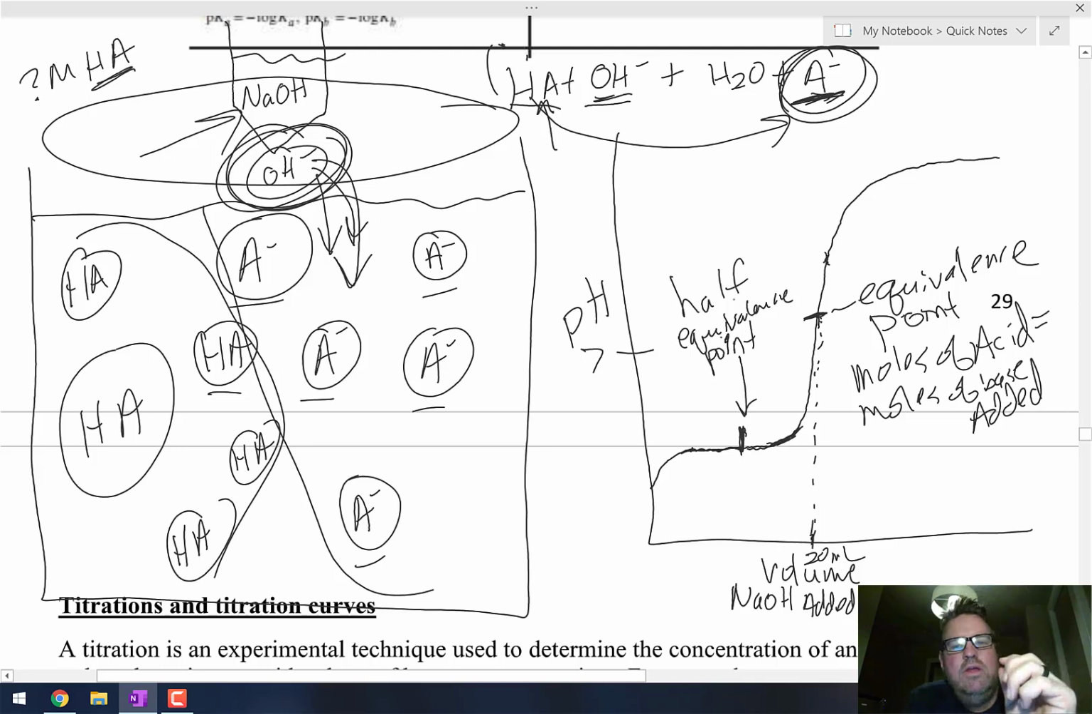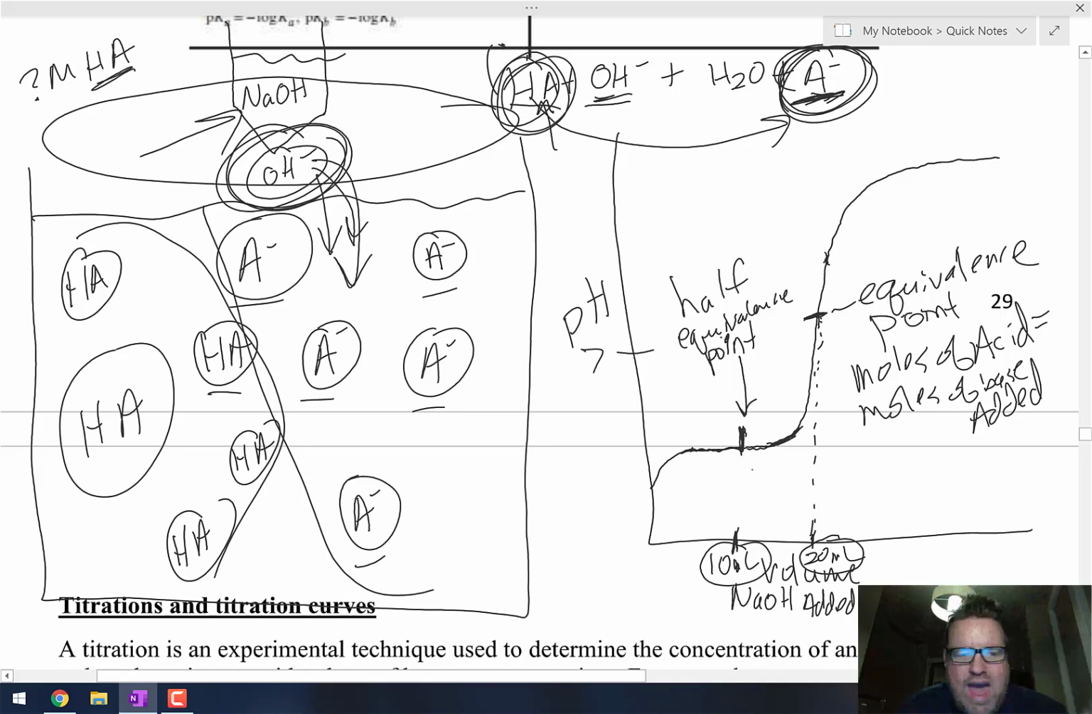So when half of those acid particles have reacted, and now you have the same concentration of the acid as you do the conjugate base, you are at the half equivalence point. Okay, and what does that mean? Well, if it took you 20 milliliters to get to the equivalence point, what volume do you think it took to get to the half equivalence point? Of course, half as much, 10 milliliters.